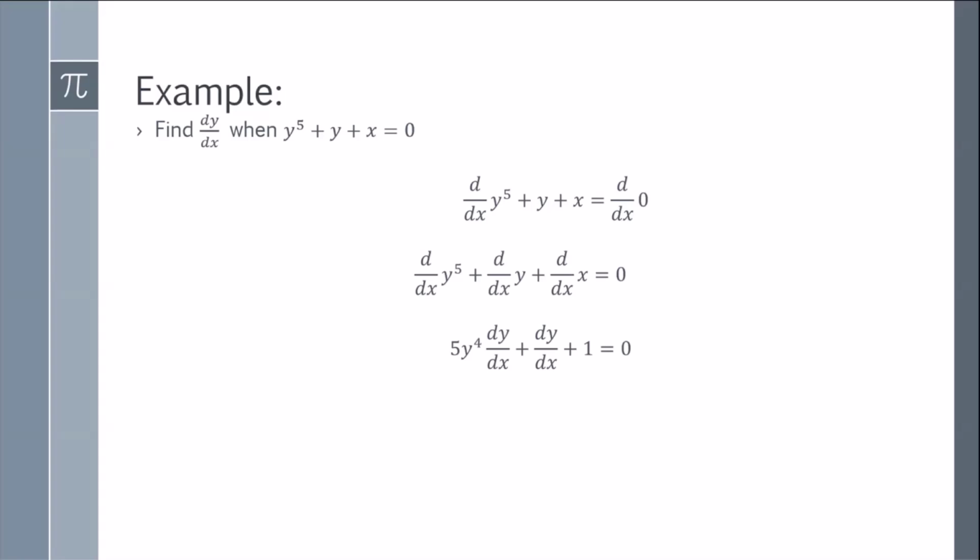Move the 1 to the right side, factor out the dy dx. Divide through by the square bracketed term, and we get dy dx is equal to negative 1 over 5y to the 4 plus 1.